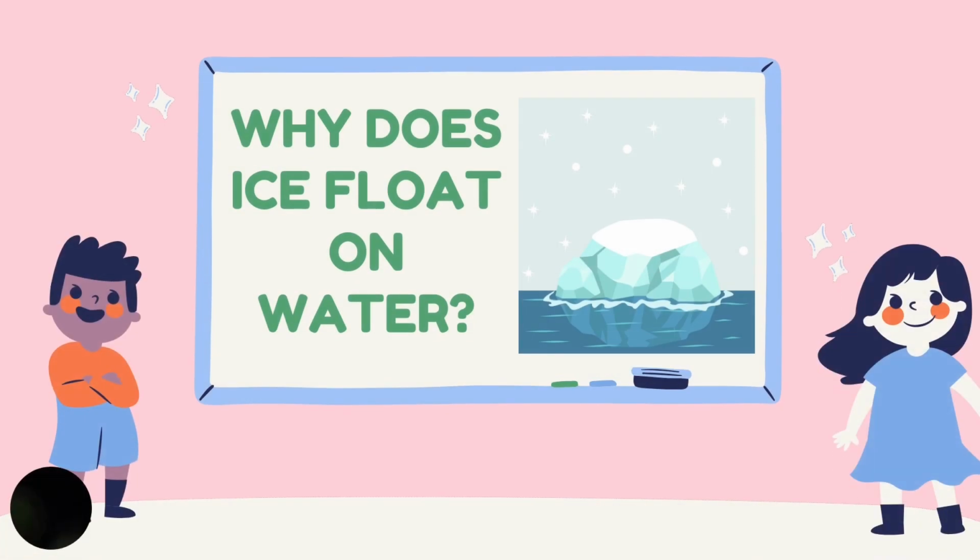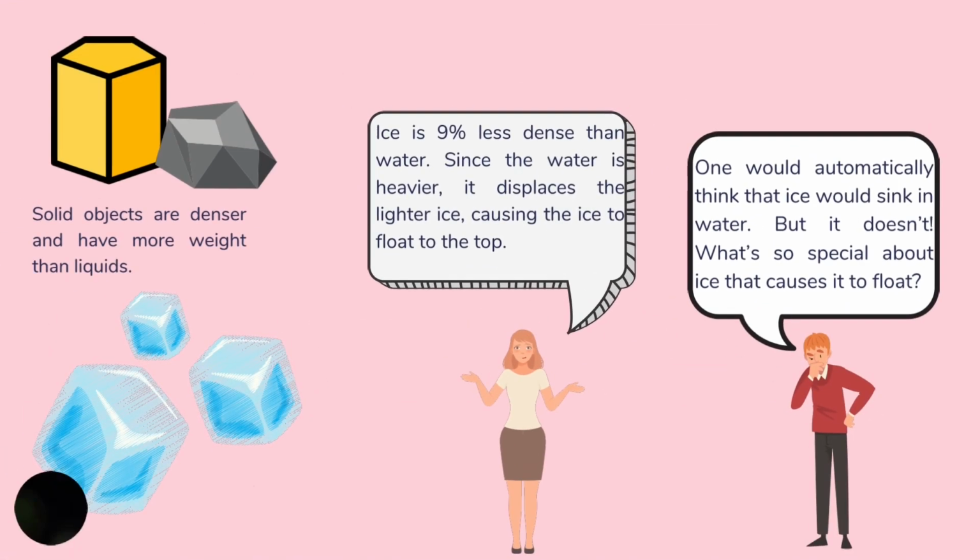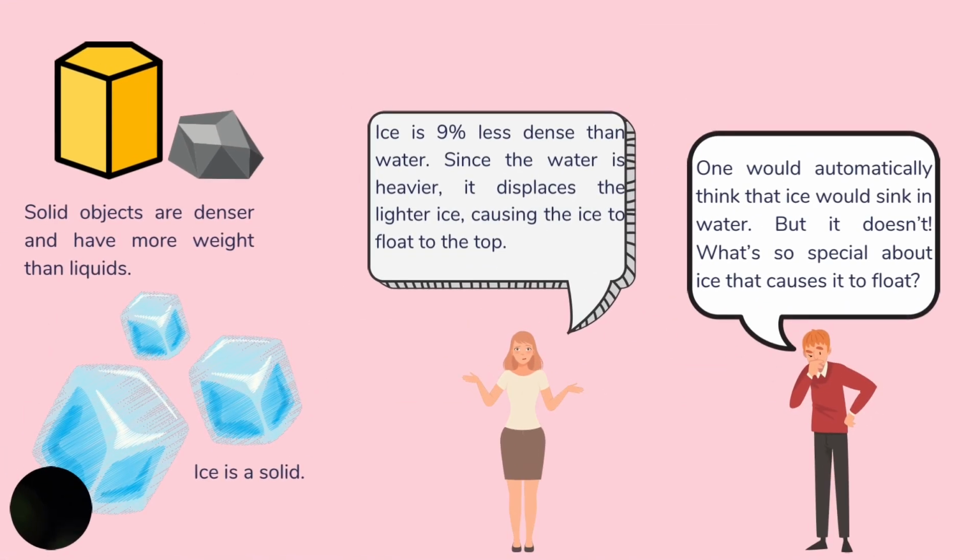Now, let us get to the actual question. Why does ice float? Since it is known that solid objects are denser and having more weight than liquids, and ice is a solid, one would automatically think that ice would sink in water. But it doesn't. What is so special about ice that causes it to float? Believe it or not, ice is actually about 9% less dense than water. Since the water is heavier, it displaces the lighter ice, causing the ice to float to the top.